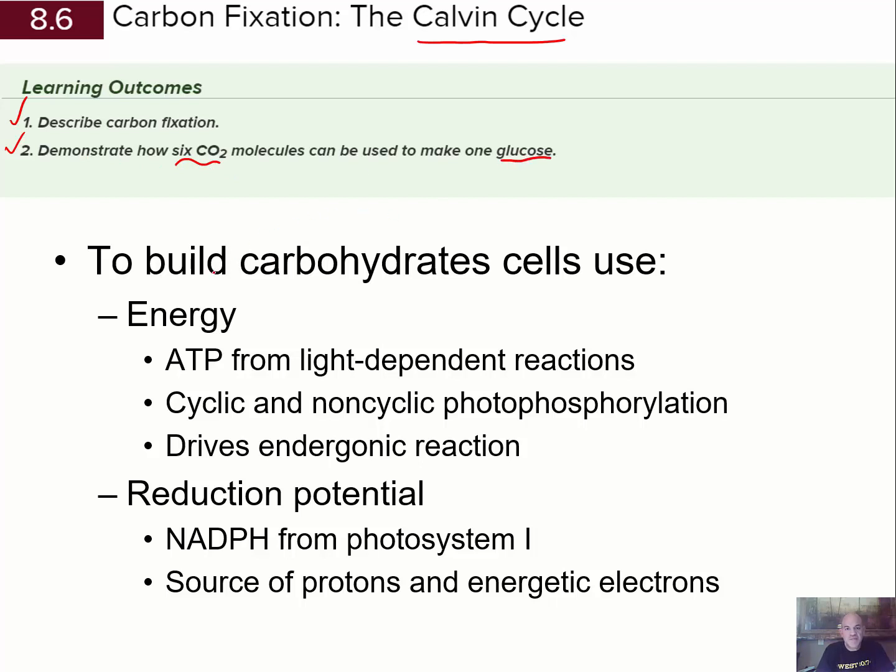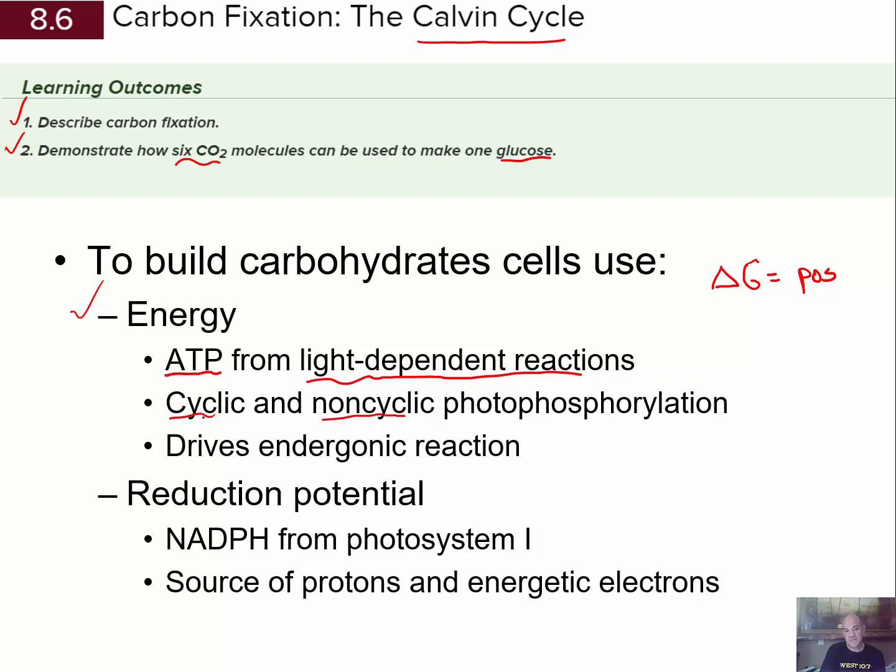Okay, so building carbohydrates. In order to build the carbohydrates, this cycle is going to require energy because this is an uphill process. This is an endergonic process, where recall that the free energy would be positive here. Positive free energy requires energy input rather than releasing energy. And so that energy is going to come from ATP, and that ATP came from the photophosphorylation we saw in the light-dependent reactions that occur in the thylakoid membranes. And this happens with both cyclic and non-cyclic photophosphorylation.